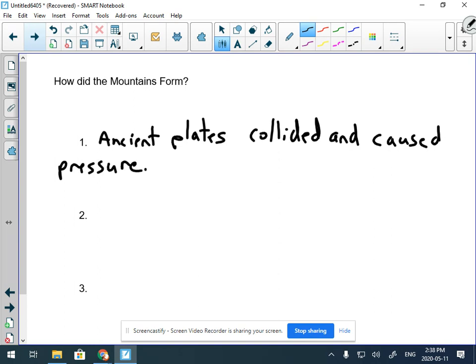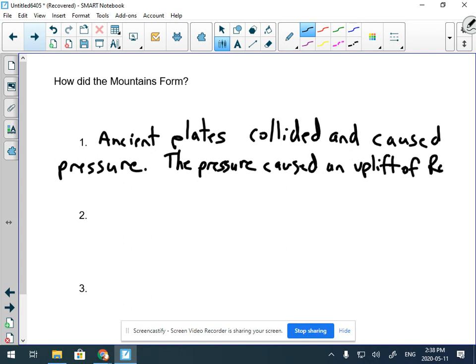Okay. So over millions of years, ancient plates collided and caused pressure. The pressure caused an uplift of rock. So to start with, the Rocky Mountains weren't jagged. They were just like big hills.